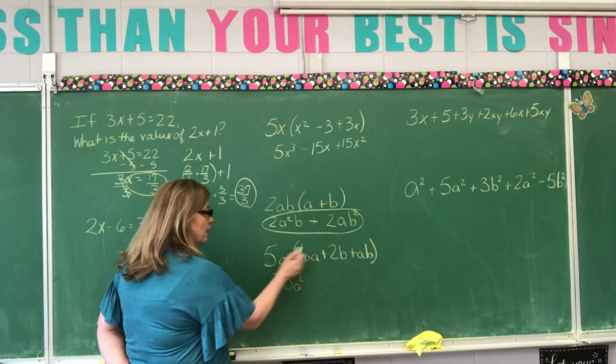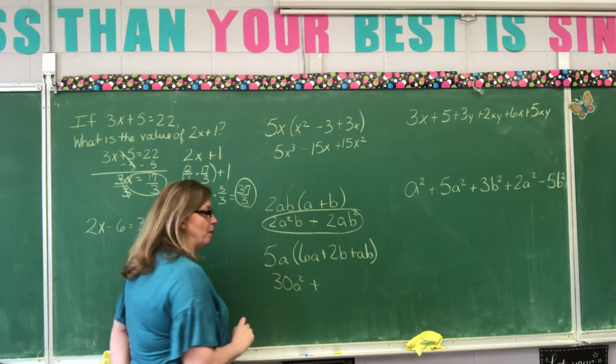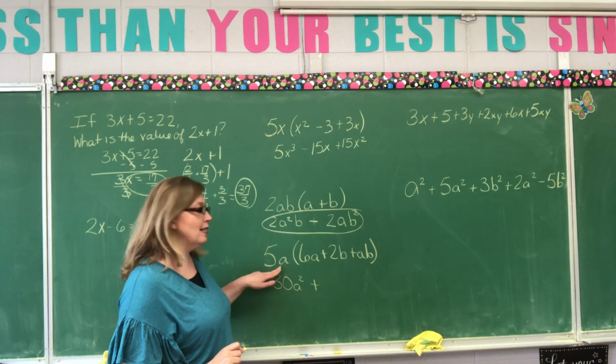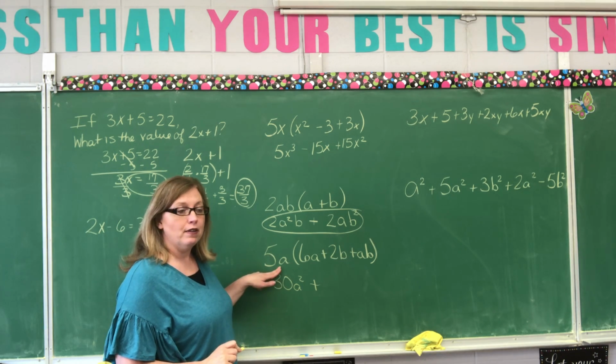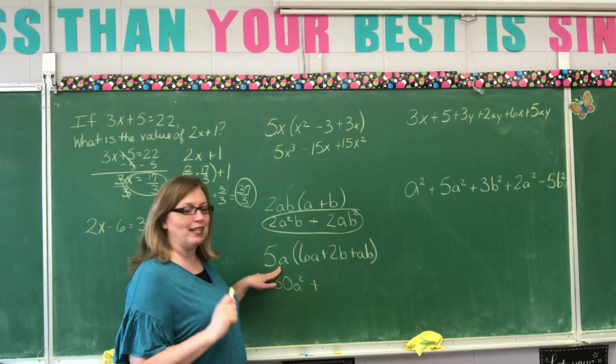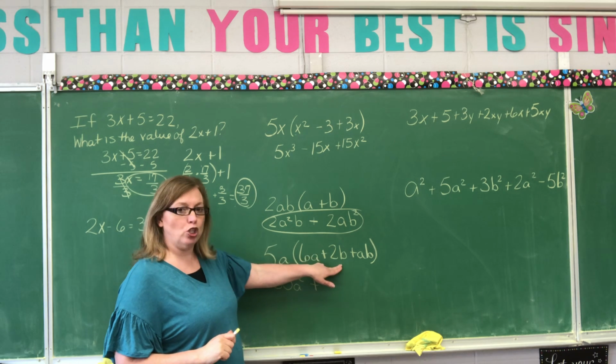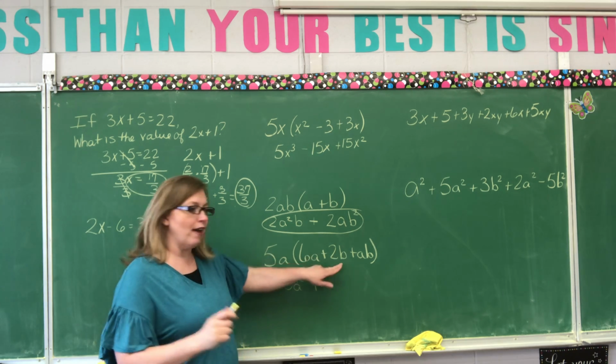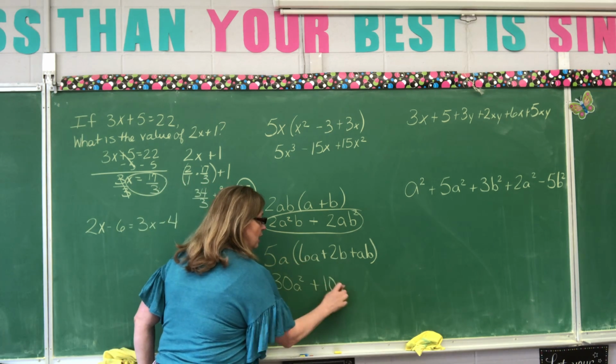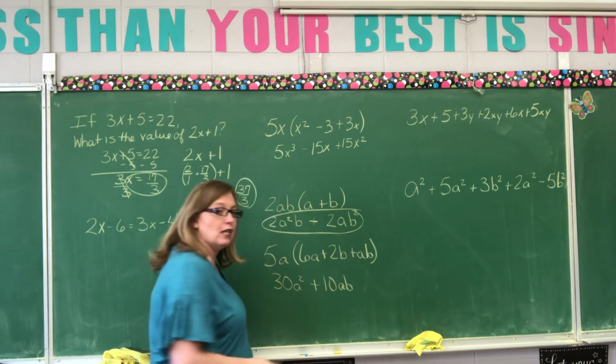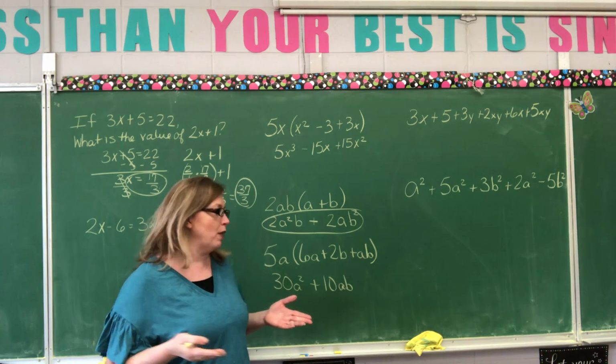Now we have a positive and a positive, so my answer here is going to be positive. So I have 2b times 5a, sorry about that, guys, 5a times 2b. So 2 times 5 is 10, and ab, because neither one has anything to multiply by.